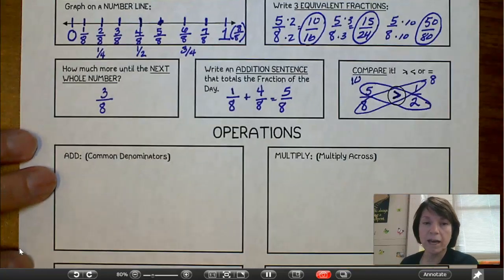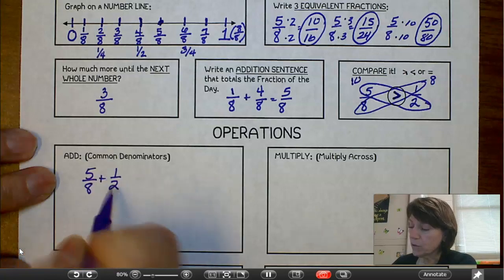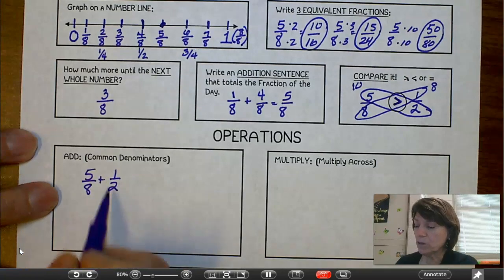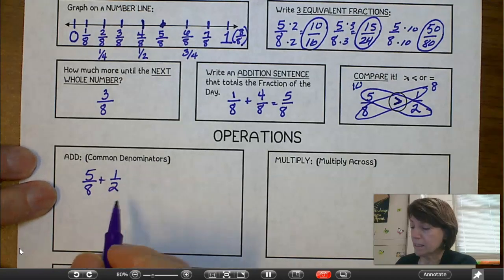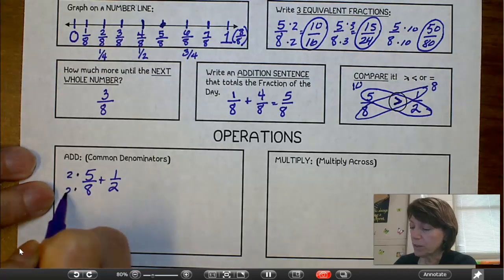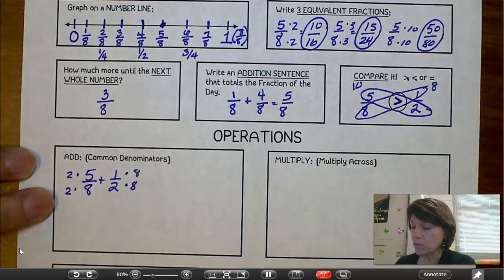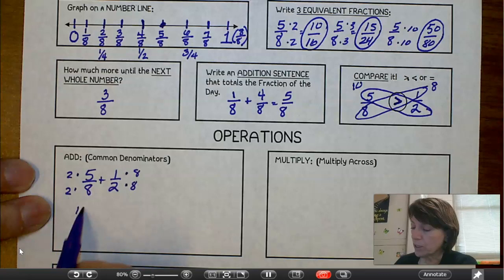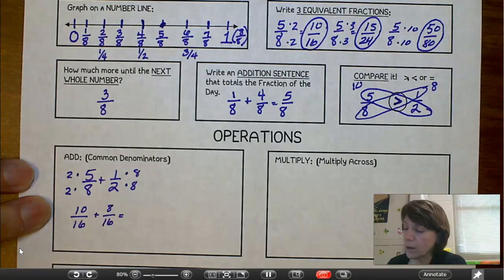Alright, down here we're going to be adding 5/8 plus 1/2. Now, if you're good with your fractions, you would see that you could multiply the top and the bottom of 1/2 by 4 to get 8ths there, but I'm going to do what we've been practicing and multiply this first fraction by the denominator from the second fraction, and this second fraction by the denominator from the first fraction. So 5 times 2 is 10, 2 times 8 is 16, 1 times 8 is 8, 2 times 8 is 16, and so there we've got our common denominators.